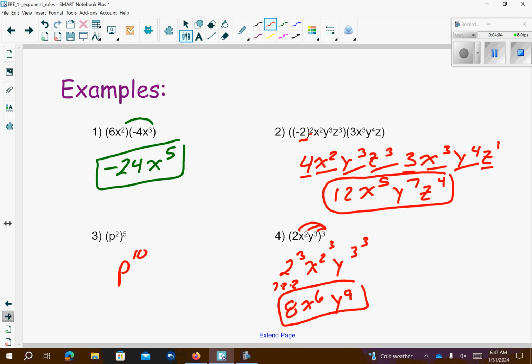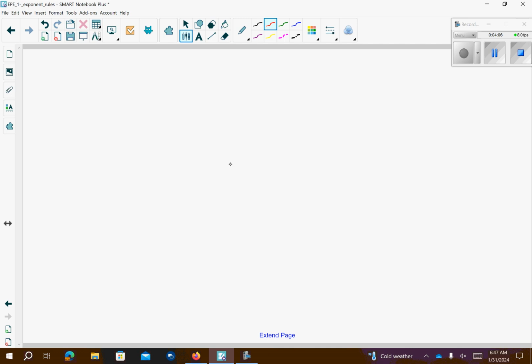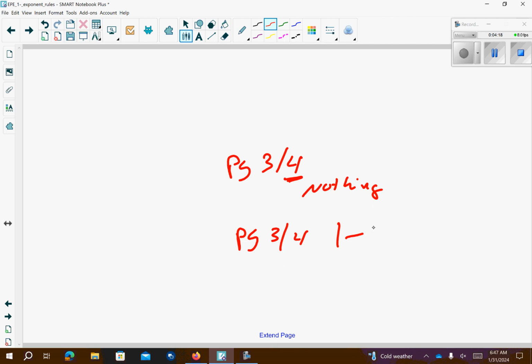Okay, what I want you to do is take a look at pages 3 and 4, and you'll notice there's nothing on 4. 4 is blank. But I want to give you the opportunity to work on pages 3 and 4 and do 1 through 22 all. Okay, 1 through 22 all. You have the rest of the period to work on it. Talk to me if you need any extra help.